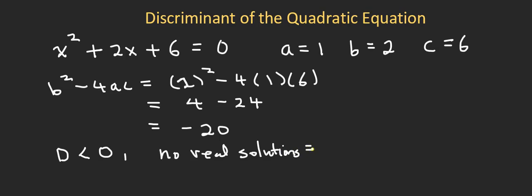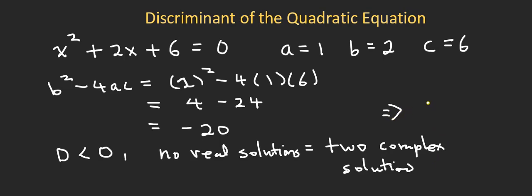In other words, it's going to be two imaginary, or I should say complex, solutions. Now, whenever you have two complex solutions, that implies there are no x-intercepts.